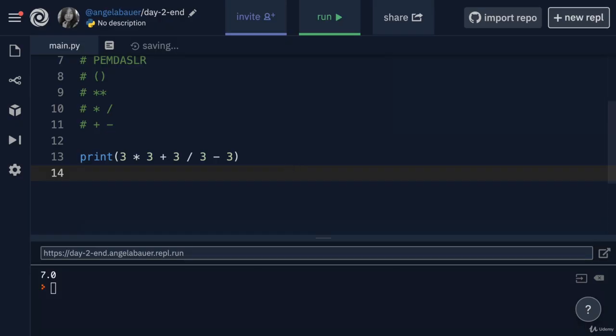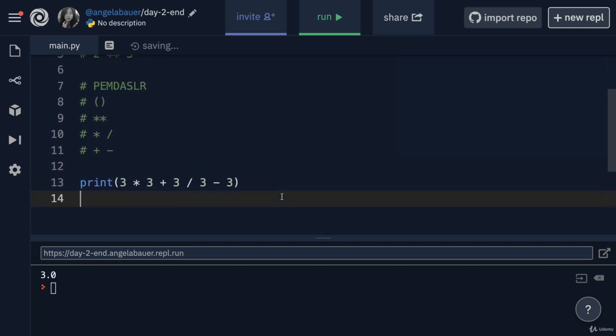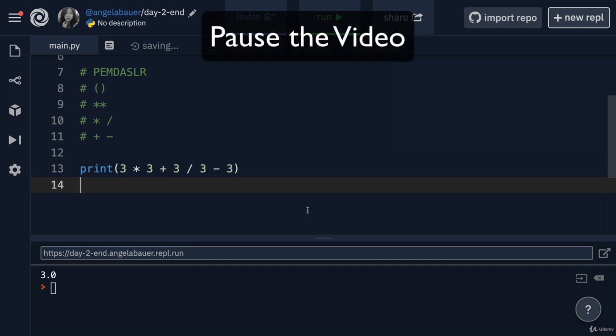So now here's another challenge for you. How can you change this code so that instead of getting 7, we get 3? How can you change this line of code given what you know about PEMDASLR? See if you can figure it out. Pause the video now.